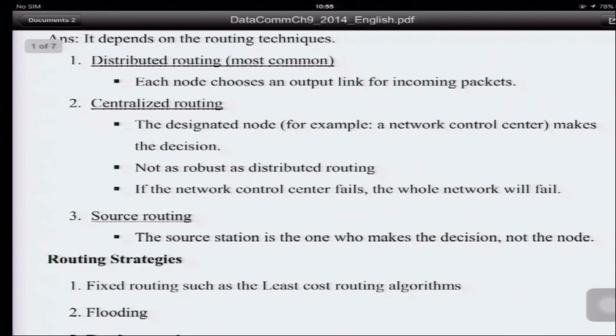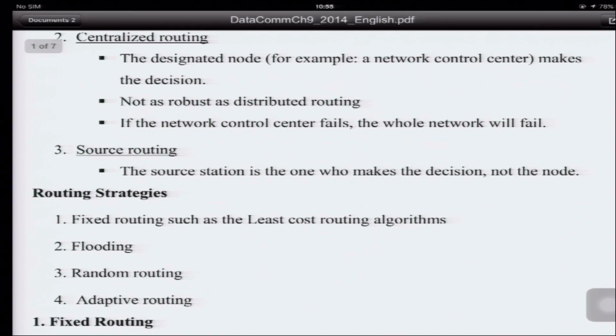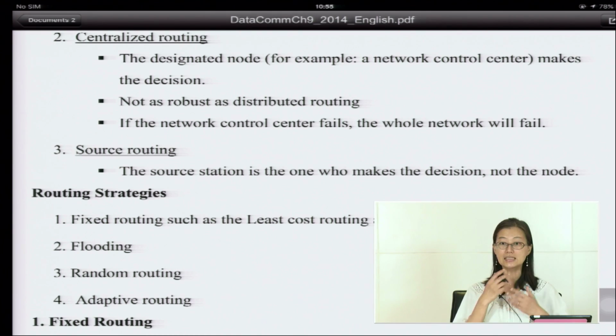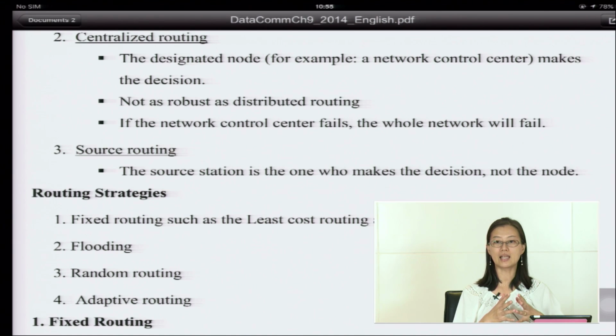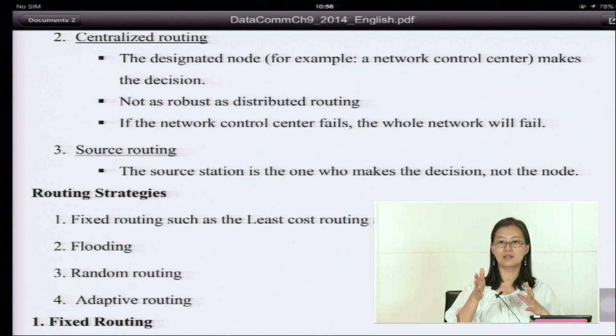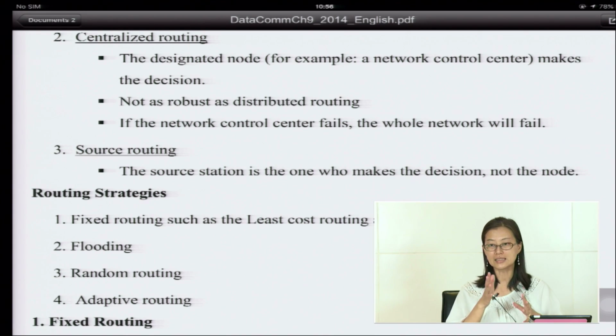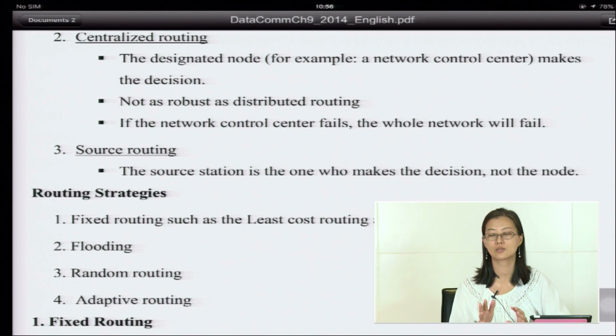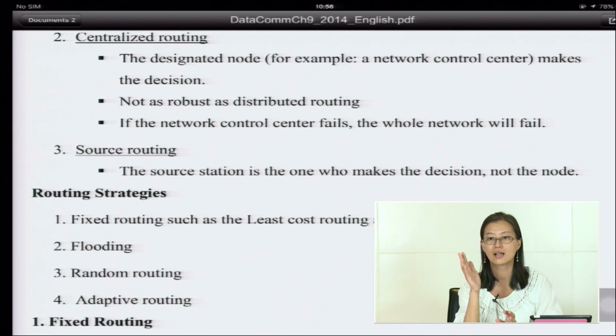The last one is called source routing. This is the case where the source station is the one who makes the decision, and not the node. You can think of it like a taxi. You take a taxi and you tell the taxi to go this way, because you know that going this way at this time of day is the best. So you tell the taxi to take the road and then take the highway, something like that. So this is source routing.